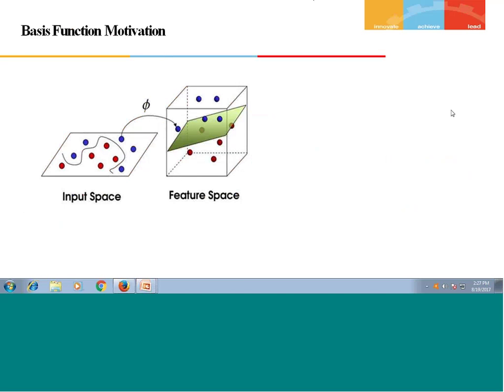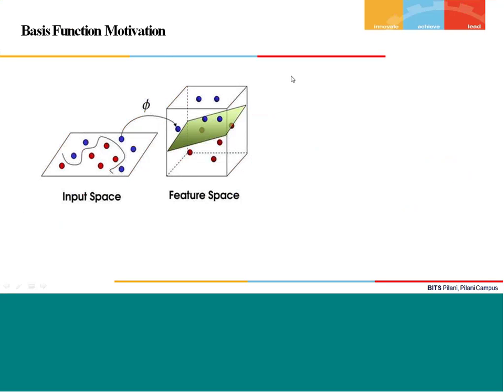Okay, so the basis function motivation is, for an example, this is what we need to do. Somebody is asking you to classify this. For an example, this is a data set. Somebody is asking you, if this data set is linearly separable, you can draw a line, right?